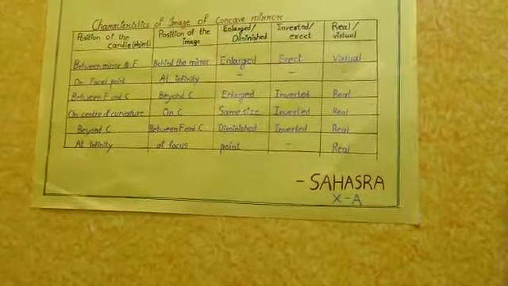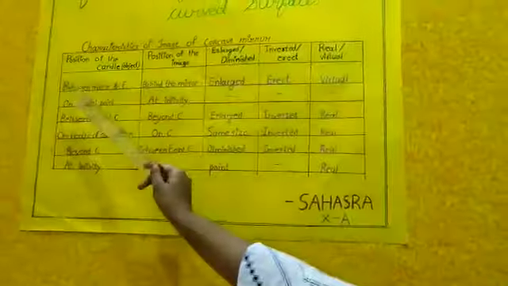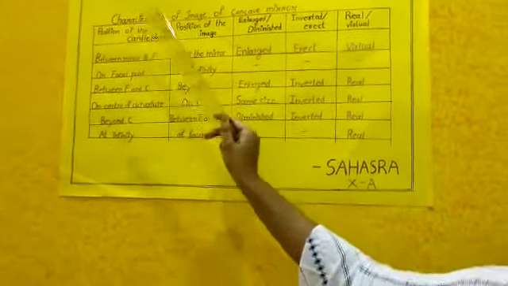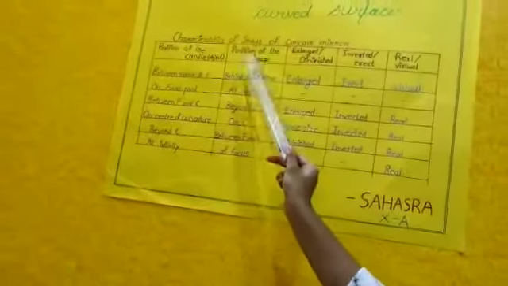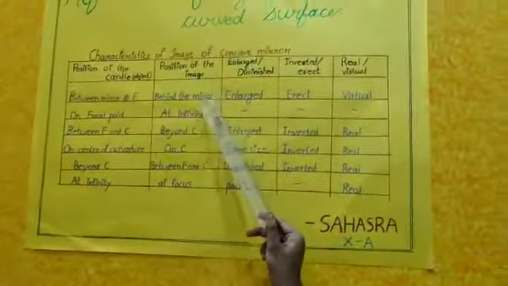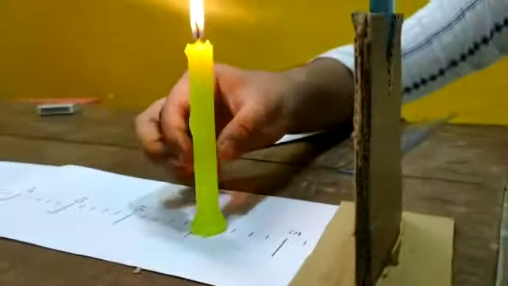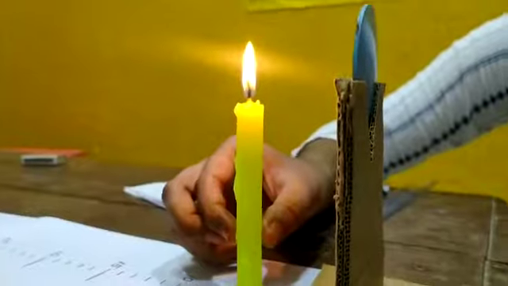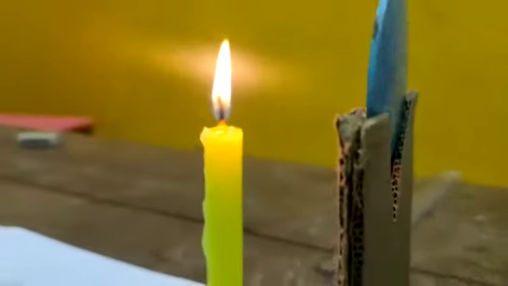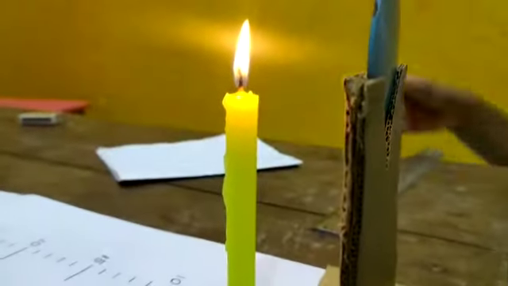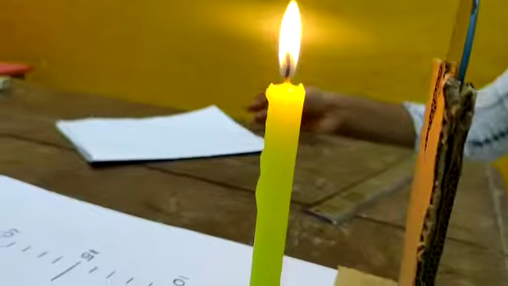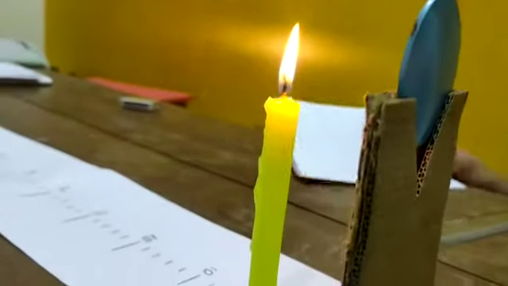And then the next position is between mirror and focal point. The image will be formed behind the mirror and the image will be enlarged, and we'll get a virtual image. See, when we keep the object between mirror and the focal point, we'll get a virtual image. We'll not get it on the screen here. We'll get the image behind the mirror. So we'll get an upright image.